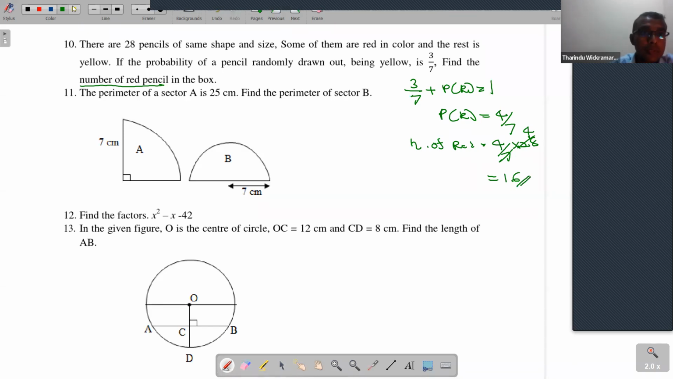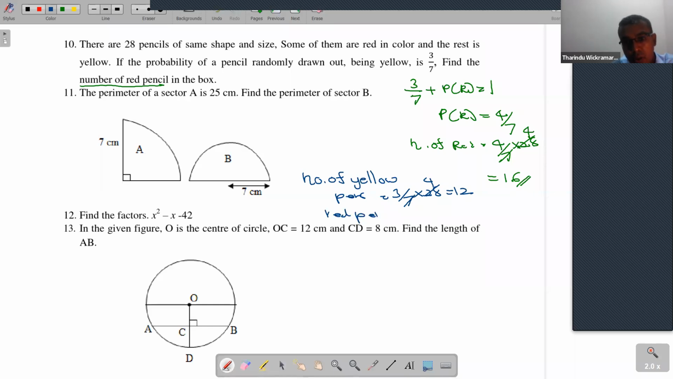Otherwise, what we can do is we can find number of yellow pens. You know probability of yellow is 3 over 7 into 28. That is 12. So red pens, you have to do 28 minus 12, that is 16. That method is also okay. Right. You can try the question number 11.